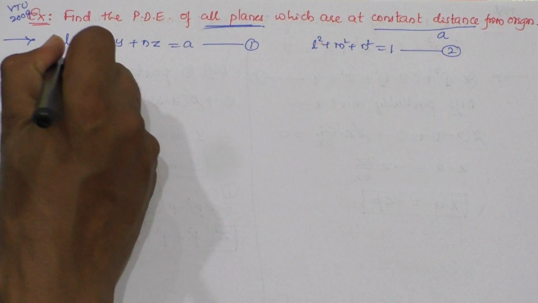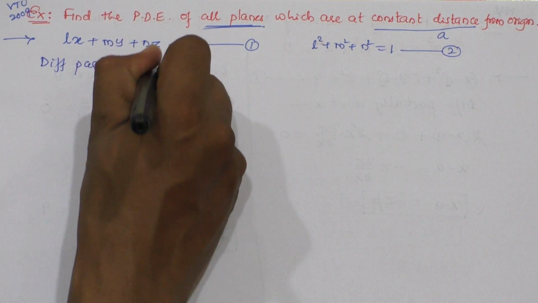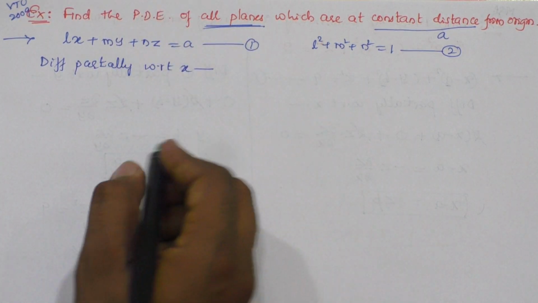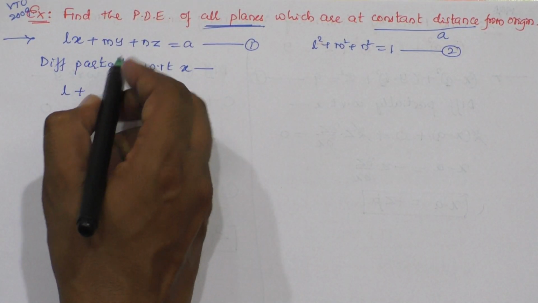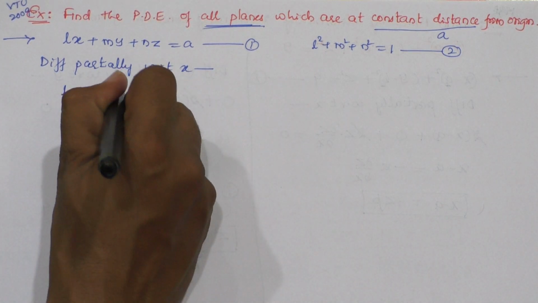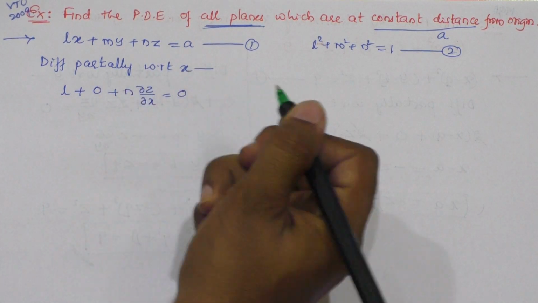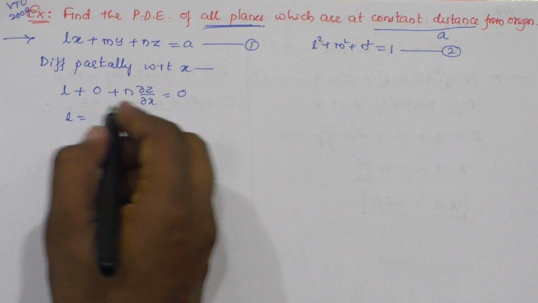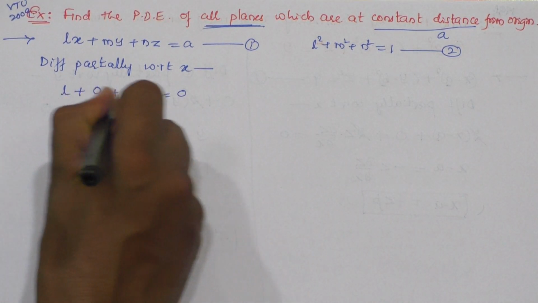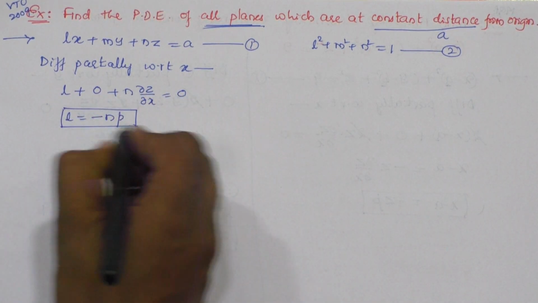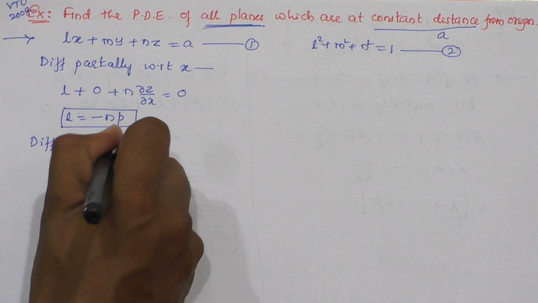So differentiate partially with respect to x. Lx differentiation gives L, My derivative is 0, and Nz, N into dou z by dou x, a derivative 0 for the other term. So L equal to, taking that to the other side, minus n dou z by dou x, which is p, so L equals minus np.